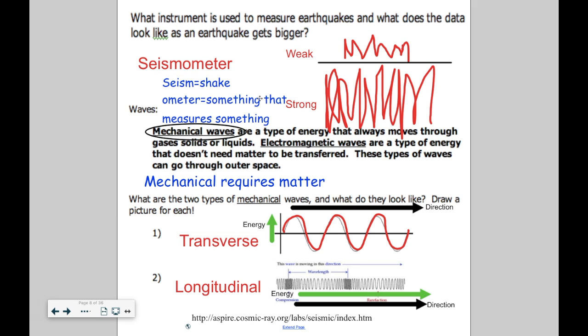Now let's talk a little bit about the technology that is used to detect earthquakes. The technology used to detect earthquakes is called a seismometer. You may have seen it with the little needle on it, where depending upon how crazy the needle gets, that can indicate the strength of the earthquake. Seism refers to shake. Ometer refers to something that measures something. So a seismometer is an instrument that we use to measure shaking.